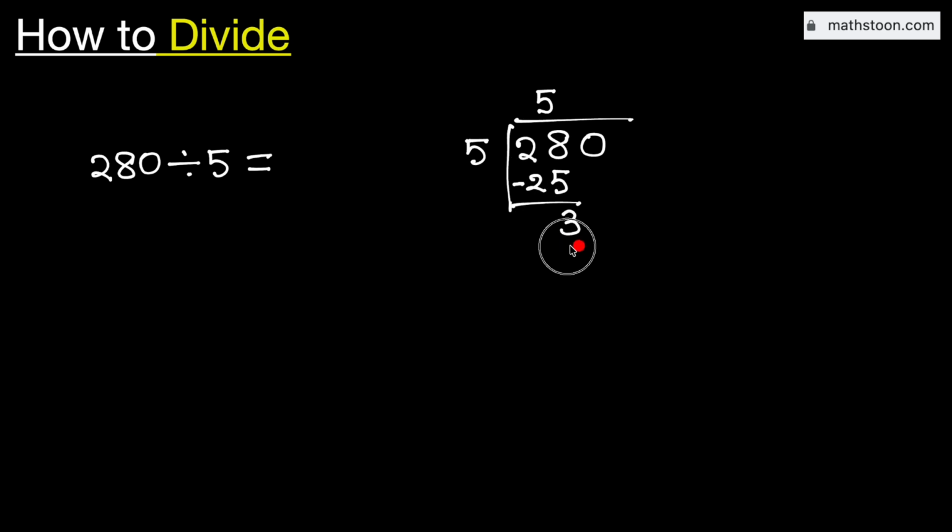Now this 3 is less than 5, that is why we need to bring down this number 0 here. And we know that 5 times 6 is 30. Subtract, we get a 0. As we have no number to bring down here and got the number 0, so we will stop. Therefore, 280 divided by 5 is equal to 56. And this is our final answer.